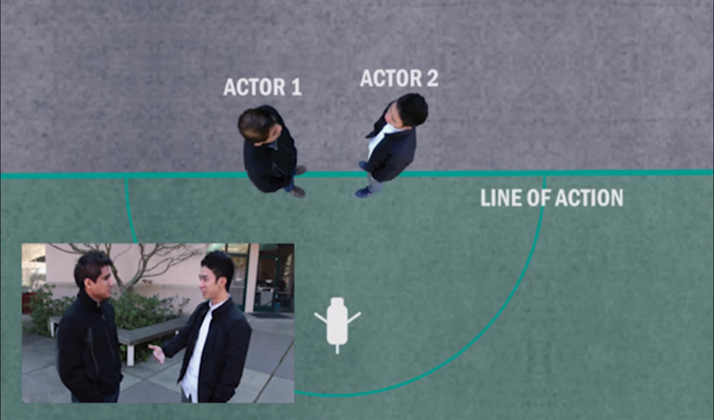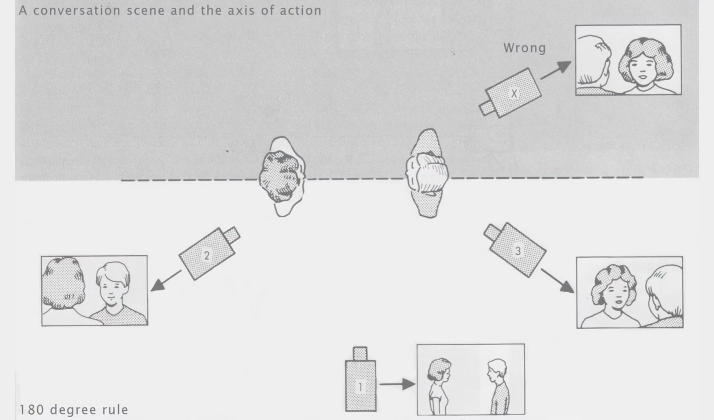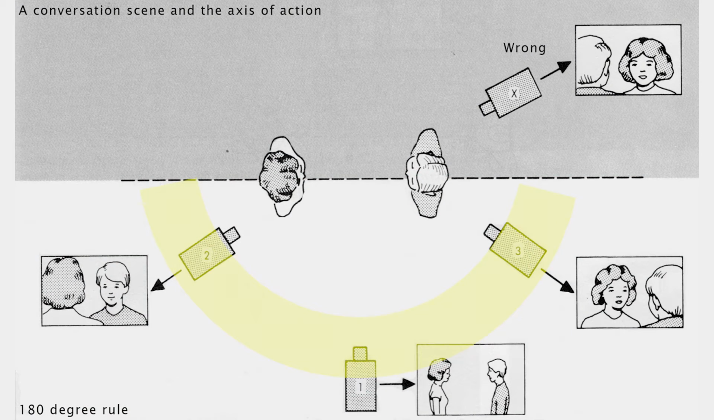Once we have a line of action, we can then imagine an arc on one side of the line. The arc can only be on one side, and I'll explain why in a minute. It could technically be on either side of the line, not both, but generally it will be clear which side you'll want to use because one side will look better for composing shots and/or will have more space for the camera setup. Now that we have the arc, we can place our camera anywhere along the arc.